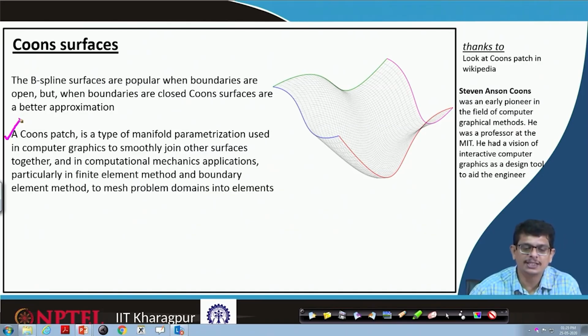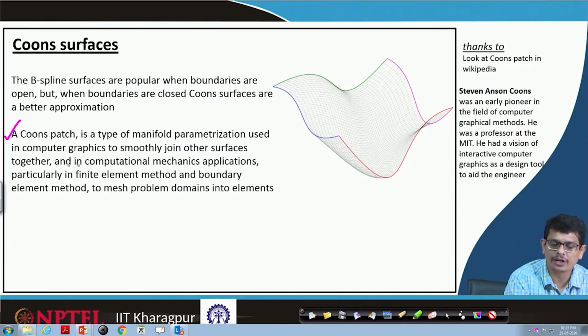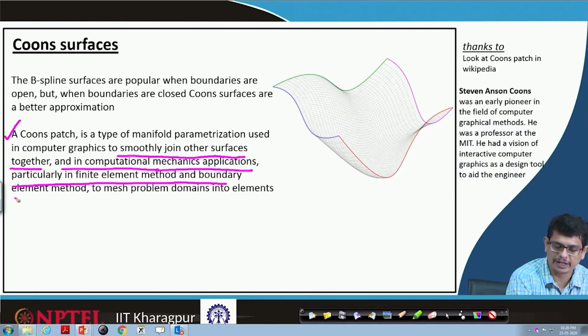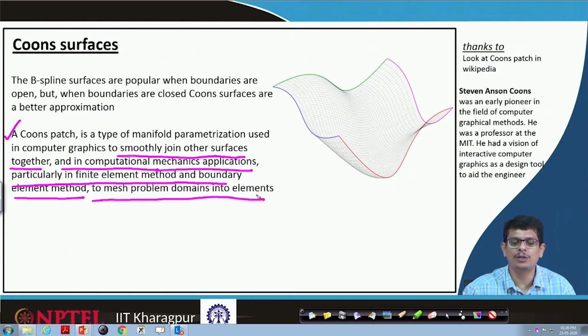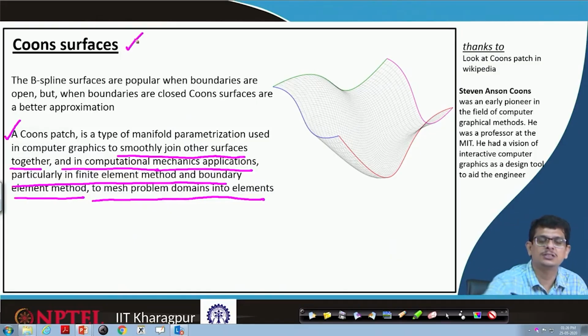A Coons patch is a type of manifold parameterization used in computer graphics to smoothly join other surfaces together, and in computational mechanics applications, particularly in finite element methods and boundary element methods, you would like to mesh the problem domains into elements and so on. These Coons surfaces are quite popular.